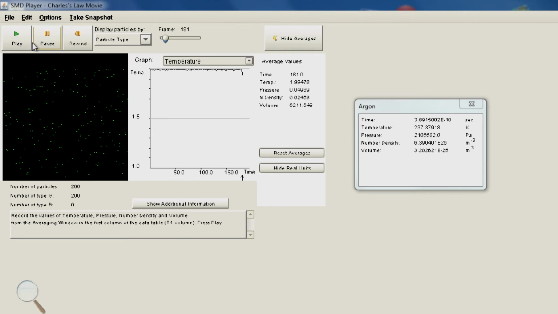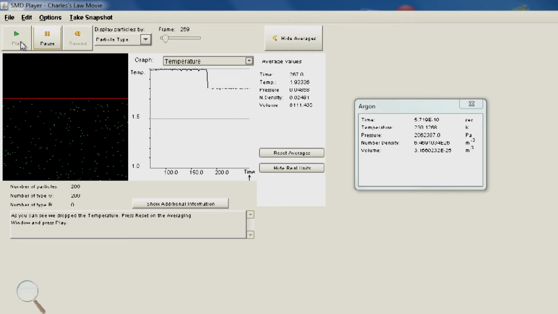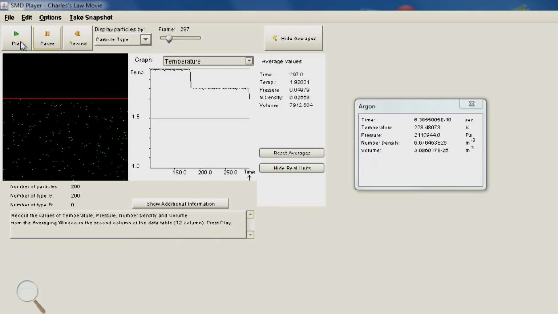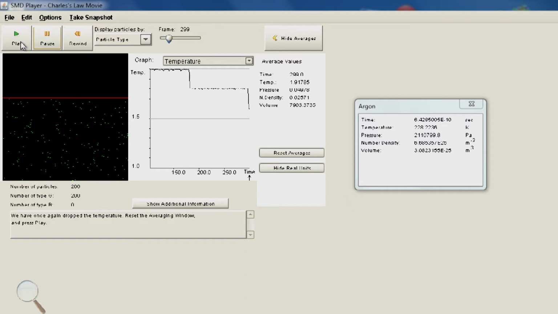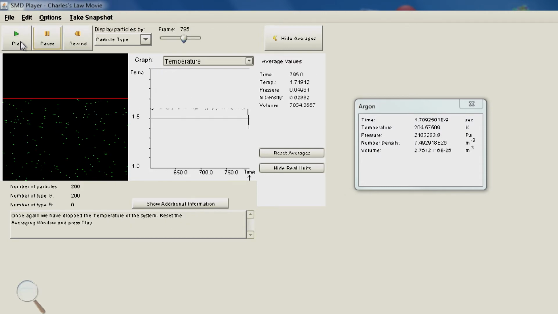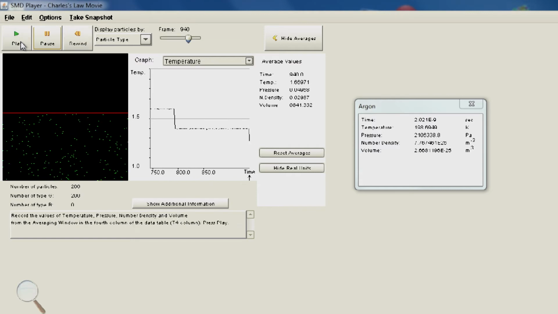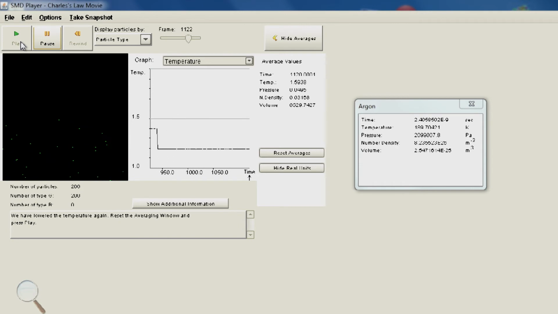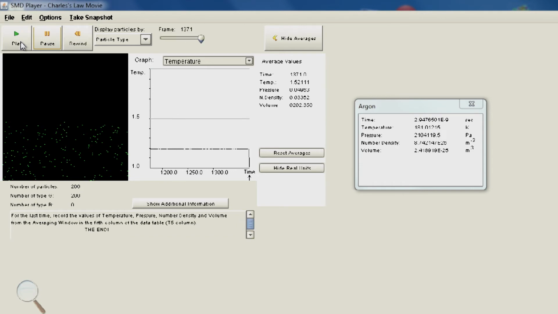Now we are going to further reduce the temperature. Let the temperature go down. We see that the temperature has gone to about 1.7. Let us go further down. Here the temperature is going further down, and you can see the volume going down as well with the temperature. Now we are all the way down to a temperature of 1.2, and the volume has gone from about 3 to 2.41.